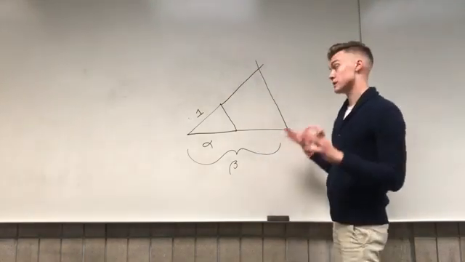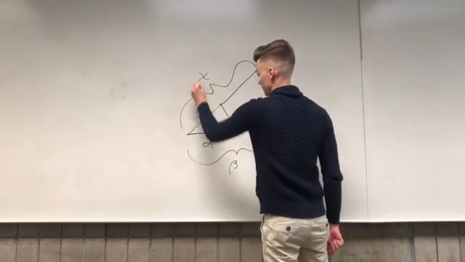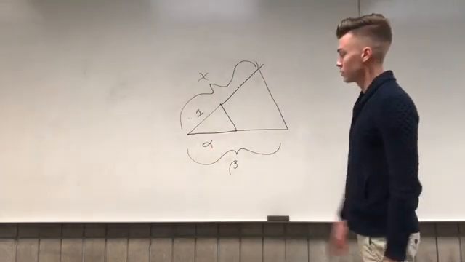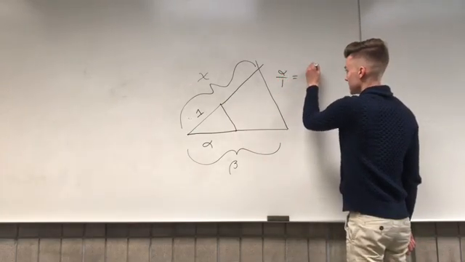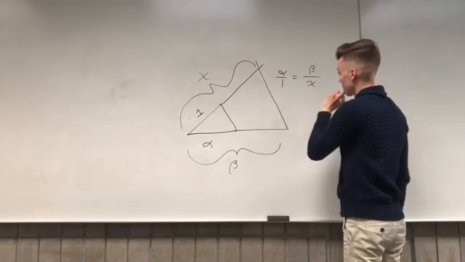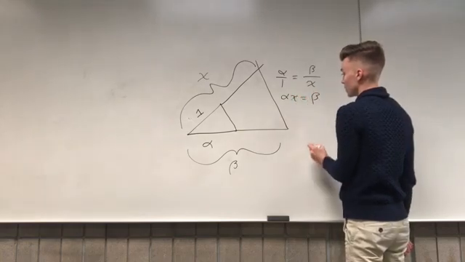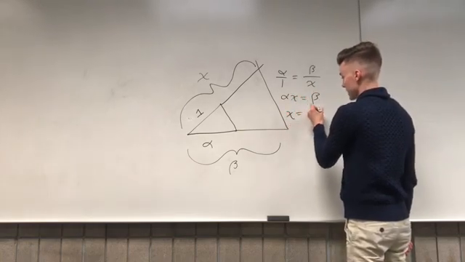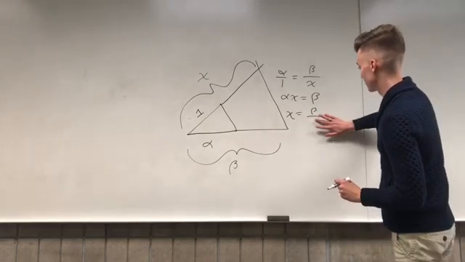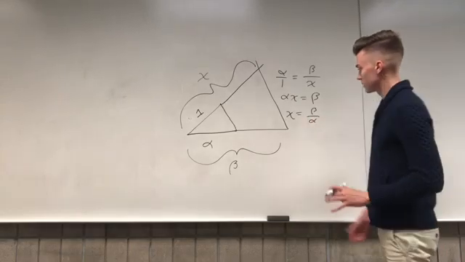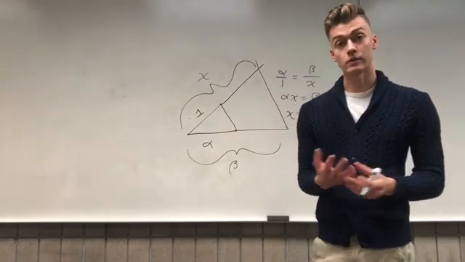Again, we've constructed similar triangles. We'll call this length x. Now, we note that alpha over 1 equals beta over x. So cross multiplying, we have alpha x equals beta, or x equals beta over alpha. We note that we can divide in either way as well.